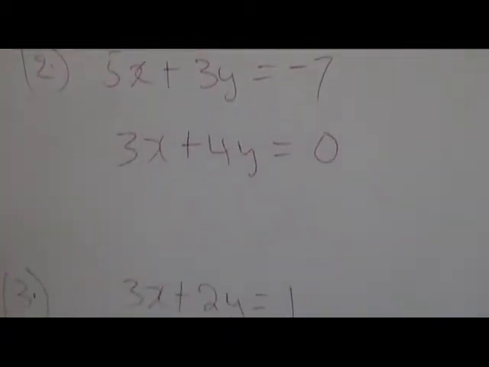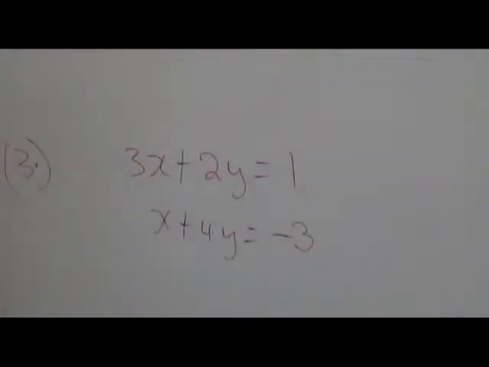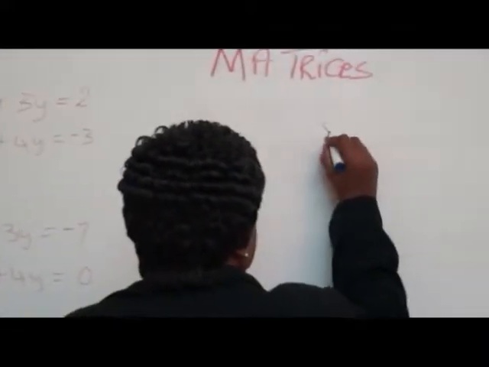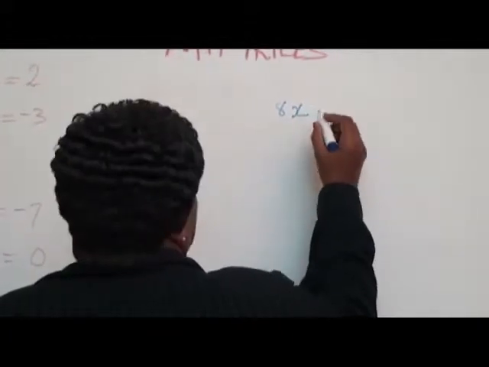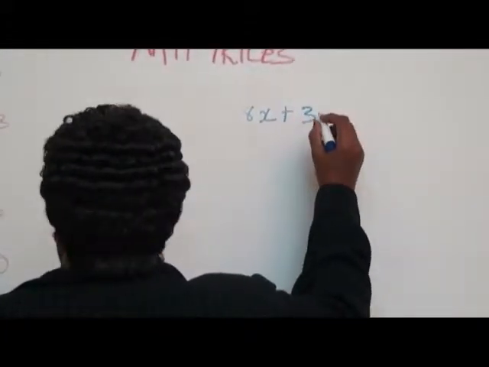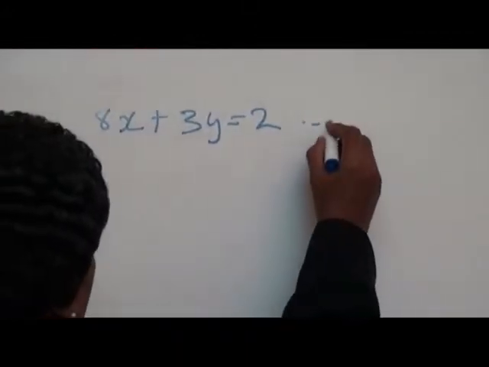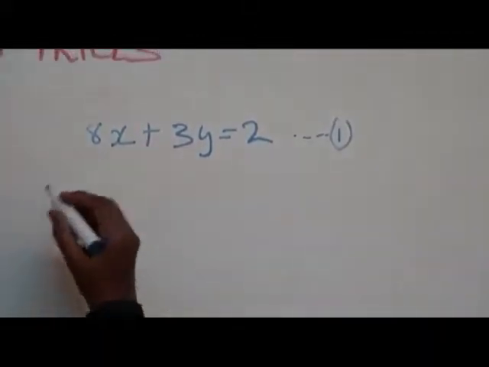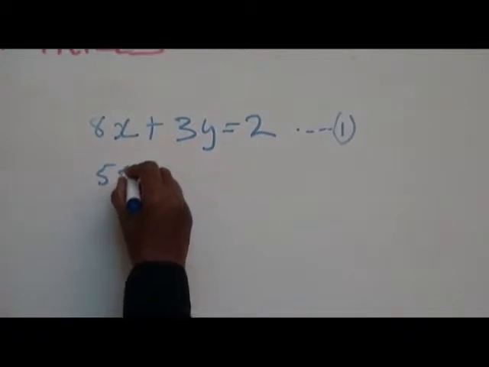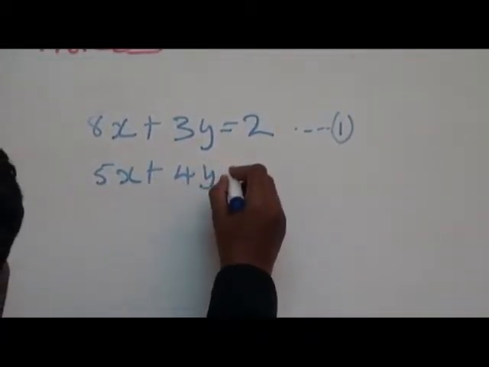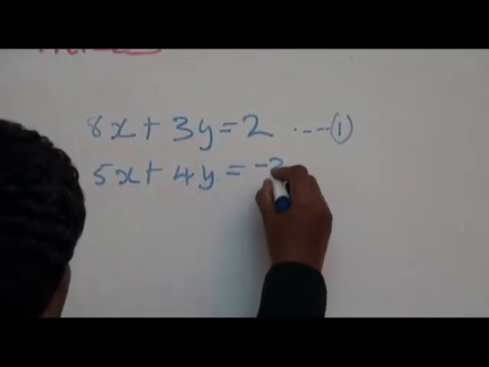Let us look at the first one that we have. The first one we're going to look at is 8x plus 3y is equal to 2. That's equation number 1. And it is 5x plus 4y is equal to negative 3.